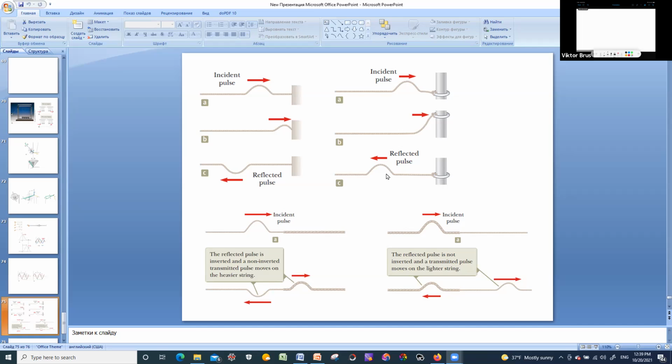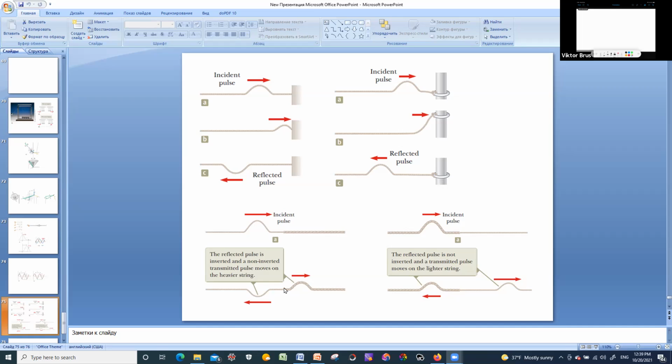However, there is another effect, and usually they happen simultaneously. So there is also transmission. So now let us consider a system of two strings. One is thinner, another thicker, meaning one has smaller linear density, another larger linear density. If we create a pulse in a thinner string, it moves to the interface between these two strings.